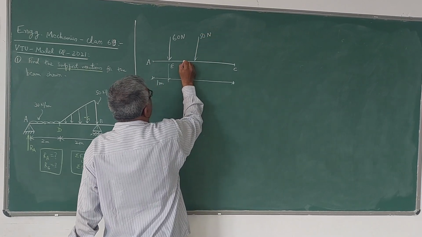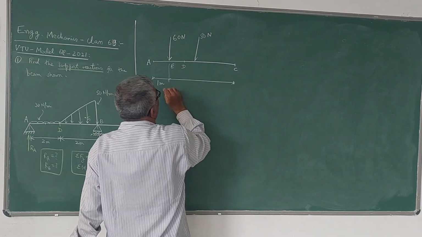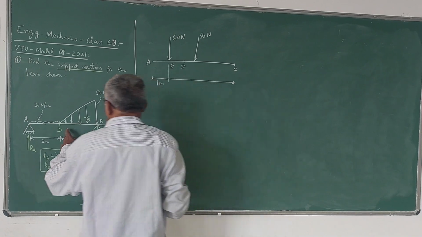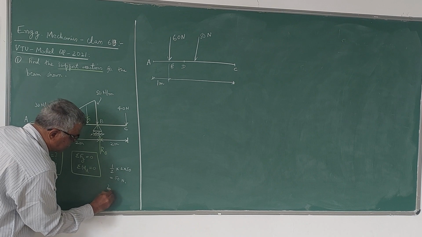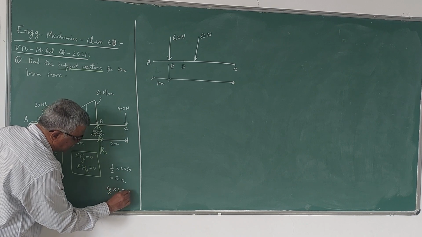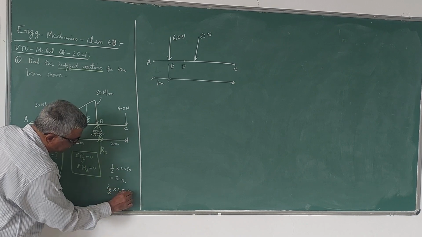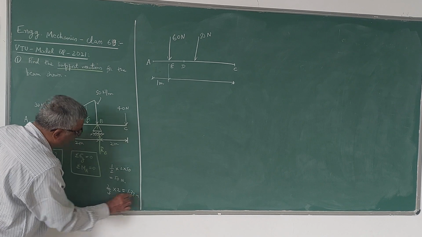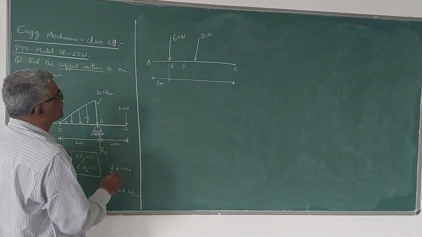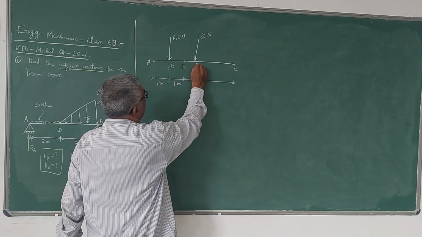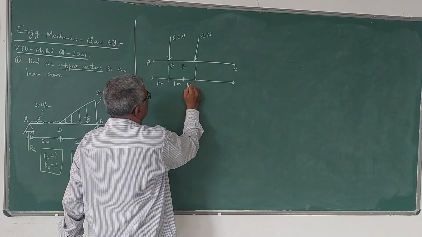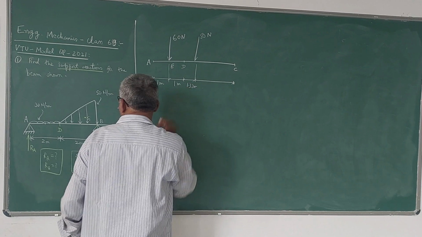So now this is B. 50 Newton will be acting at a distance of 2/3 of 2 meters, which becomes 1.33 meters from B. So from here to here is 1 meter, and from here to here it becomes 1.33 meters.